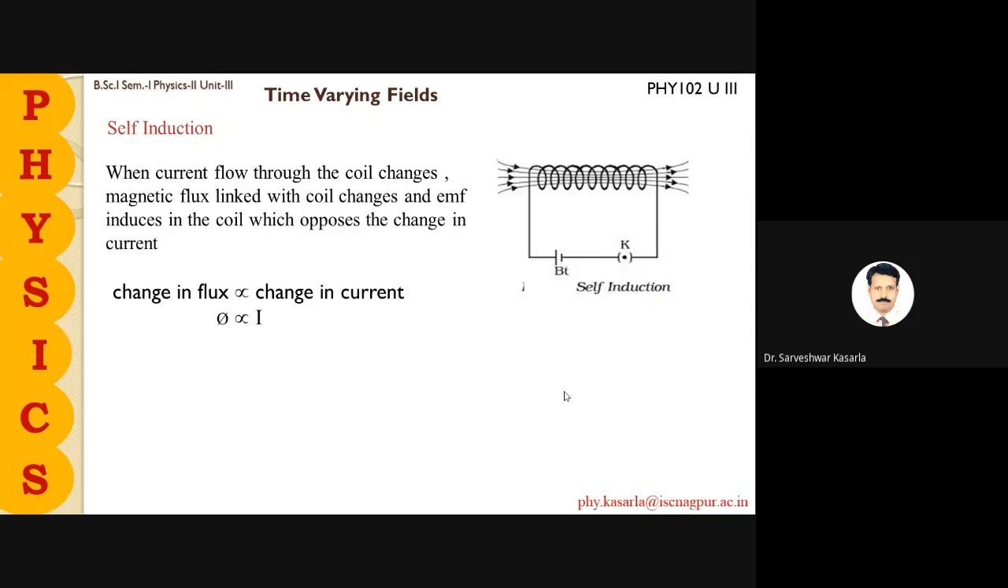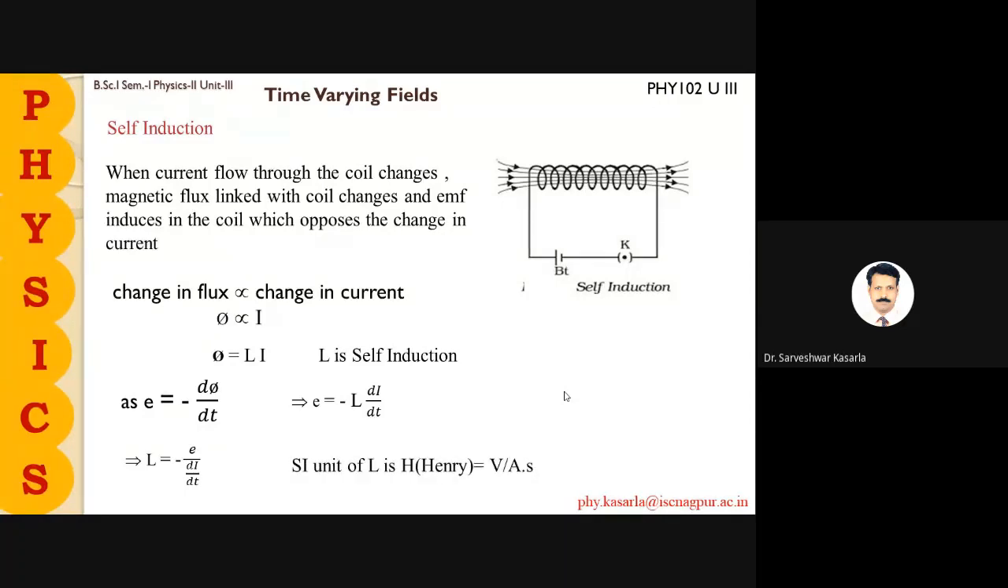Change in flux is directly proportional to change in current. So we can say φ is equal to L into I. L is a proportionality constant, which is called the coefficient of self-induction or simply self-induction. So E is equal to minus dφ/dt. Okay, so E is equal to minus L dI/dt, because φ is equal to L into I. Therefore L can be defined as E upon minus dI/dt, that is EMF induced per unit rate of change of current. So self-induction is the ratio of EMF induced per unit rate of change of current. So its unit is Henry, or volt per ampere per second.